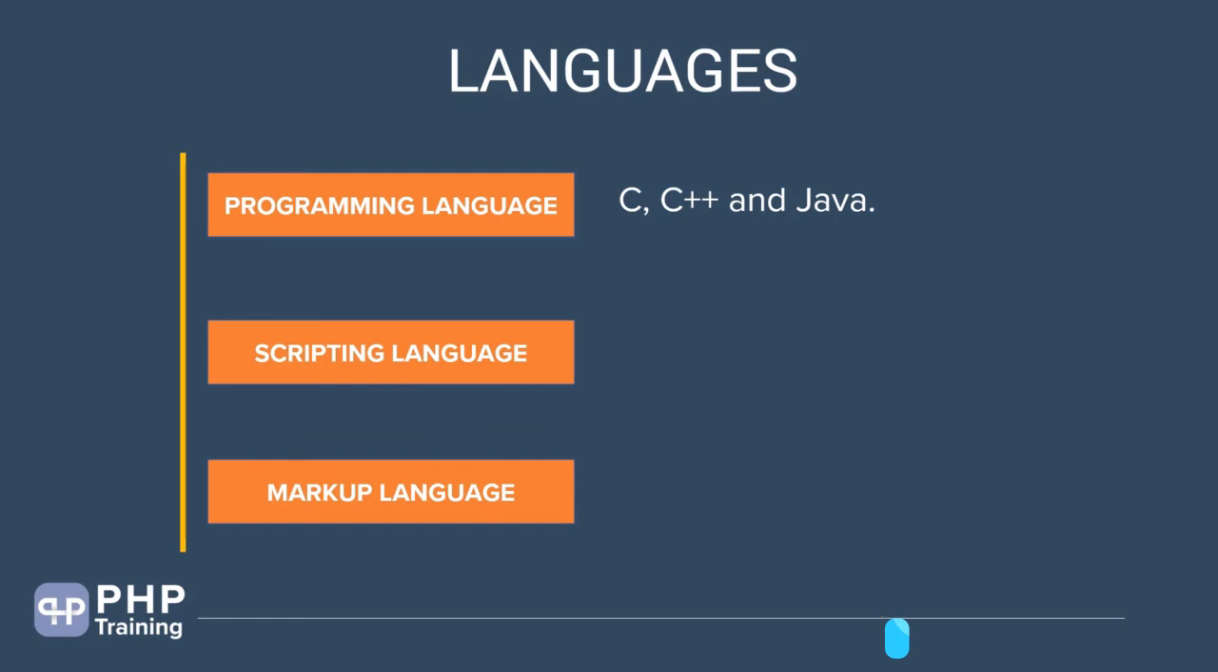Let's look at scripting languages. So PHP, JavaScript, Python, and Ruby are scripting languages.